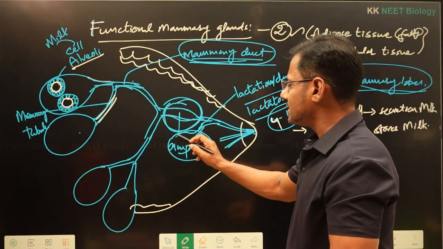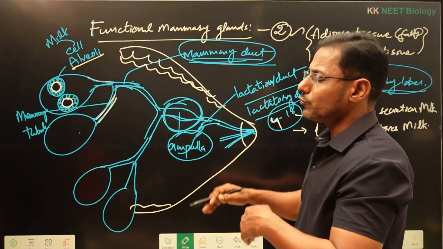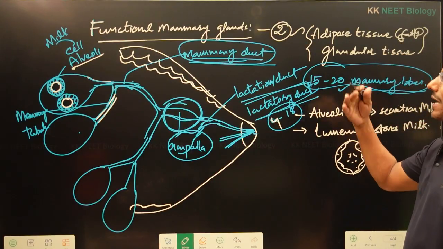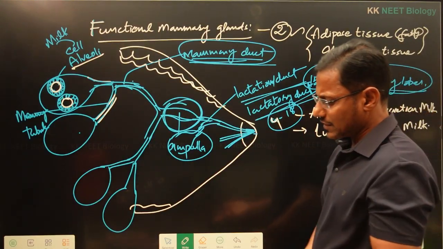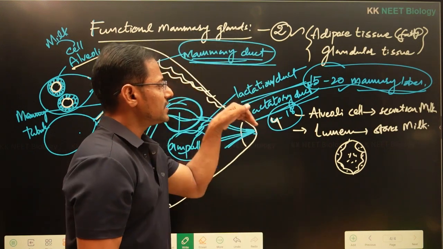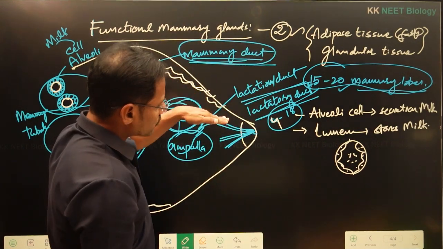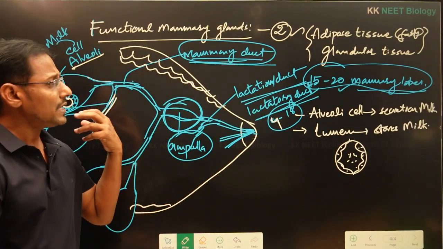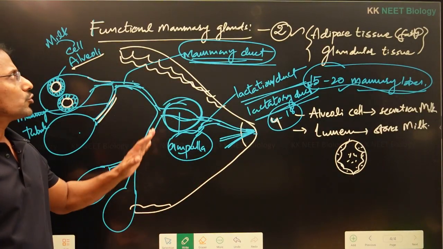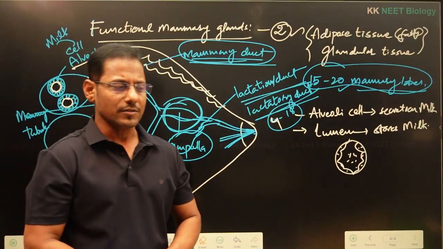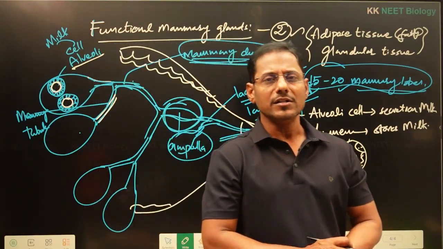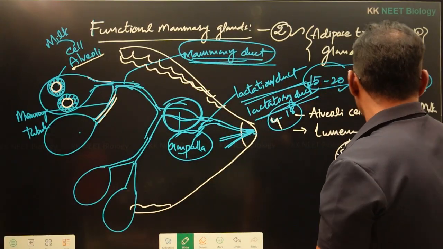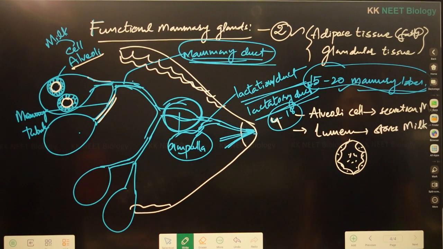These ampullae join to form one more duct, the lactiferous duct, also called the lactatory or lactational duct. These lactiferous ducts open into the nipple, and from there the milk is ejected out. So this is all about the functional mammary gland, right? This is the entire female system. Now we are going to discuss the questions given in previous examinations.